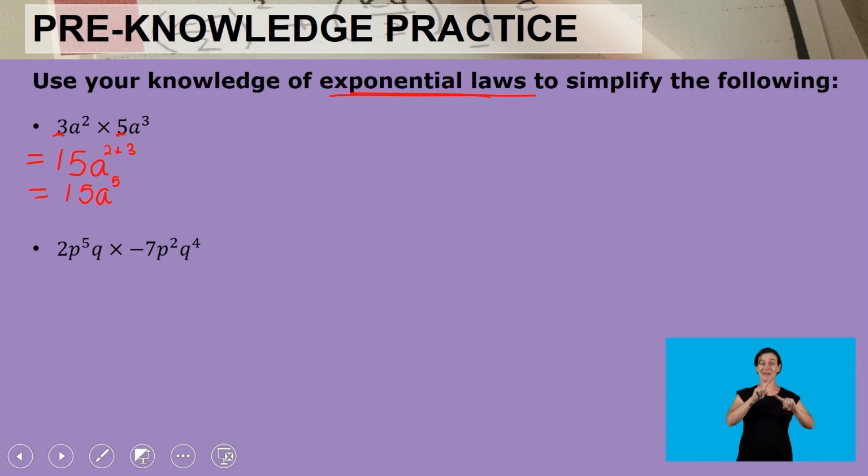The next expression that we are given there is 2p exponent 5q multiplied by negative 7p squared q exponent 4. So here we are going to multiply, and remember, when we are multiplying powers of the same base, we add the exponents. So we are going to multiply the 2 and the negative 7. So 2 multiplied by negative 7 is a negative 14.